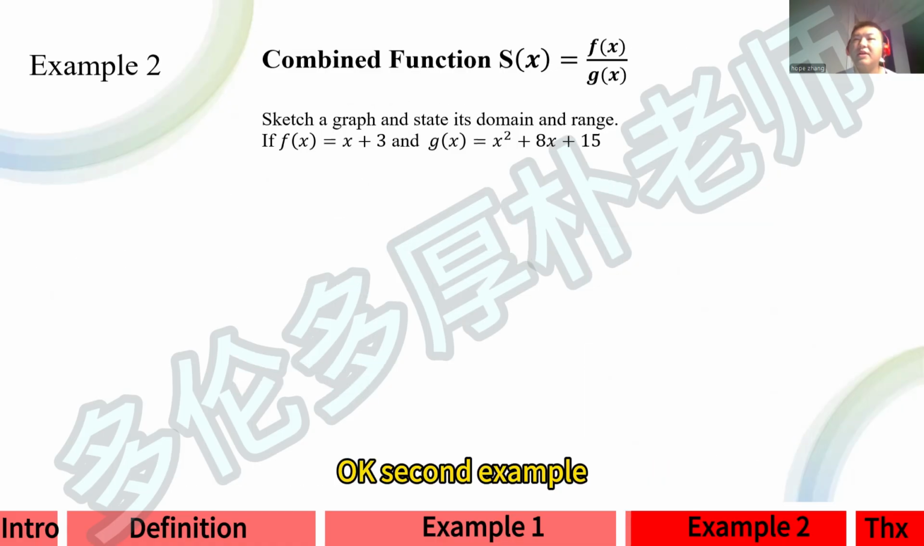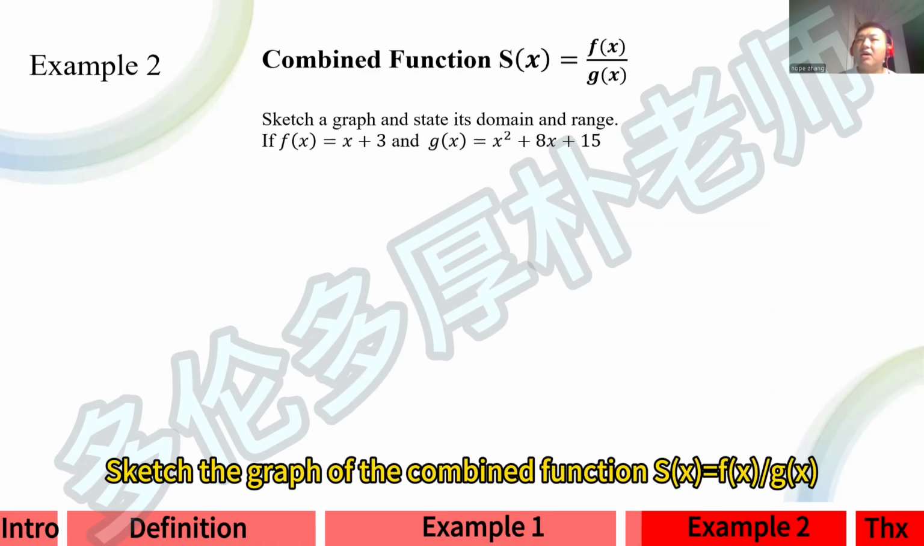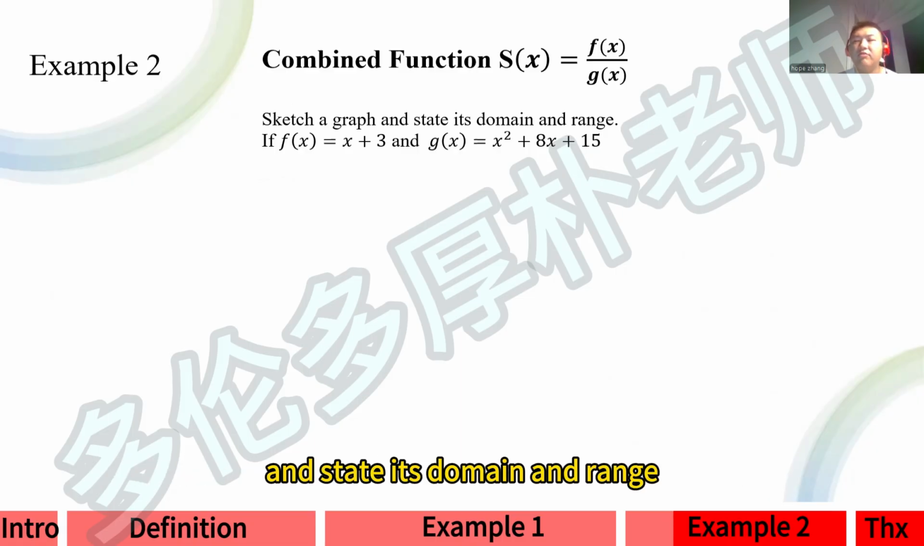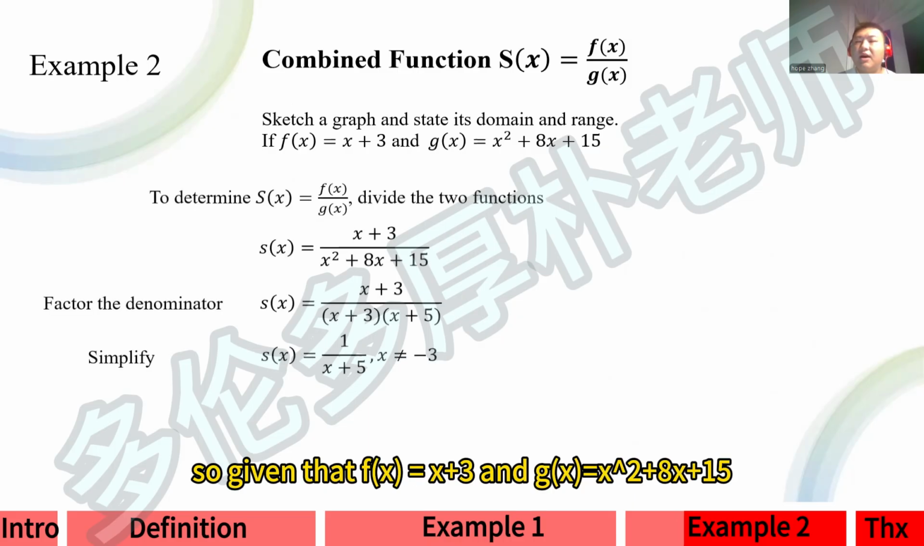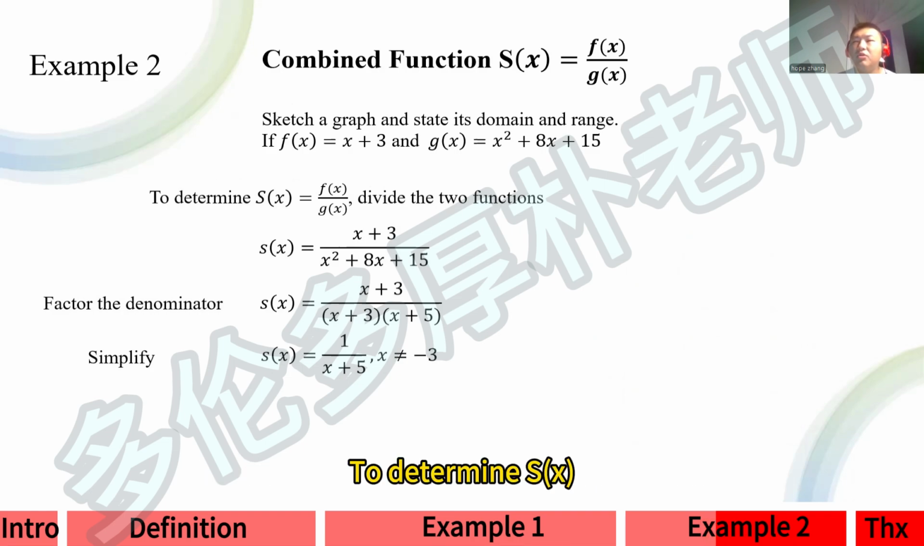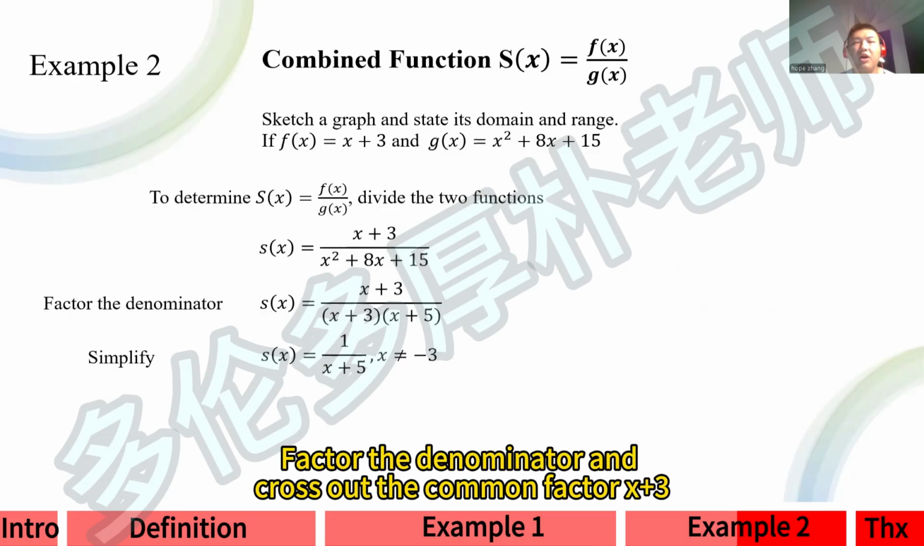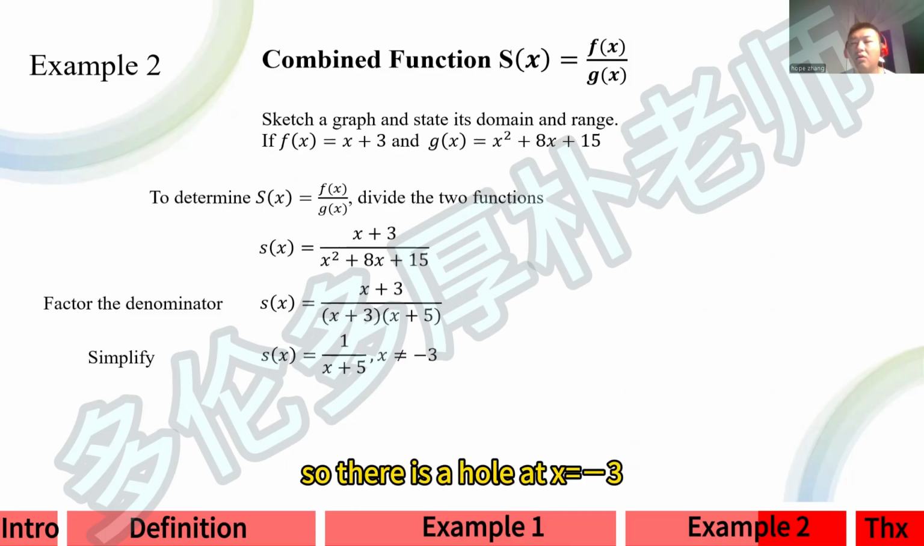Okay, second example. Sketch a graph of the combined function s(x), which is f(x) over g(x), and state its domain and range. Given that f(x) is x plus 3, and g(x) is x squared plus 8x plus 15. To determine s(x), divide the two functions, factor the denominator, and then cross out the common factor x plus 3. So there is a hole at x equals minus 3.